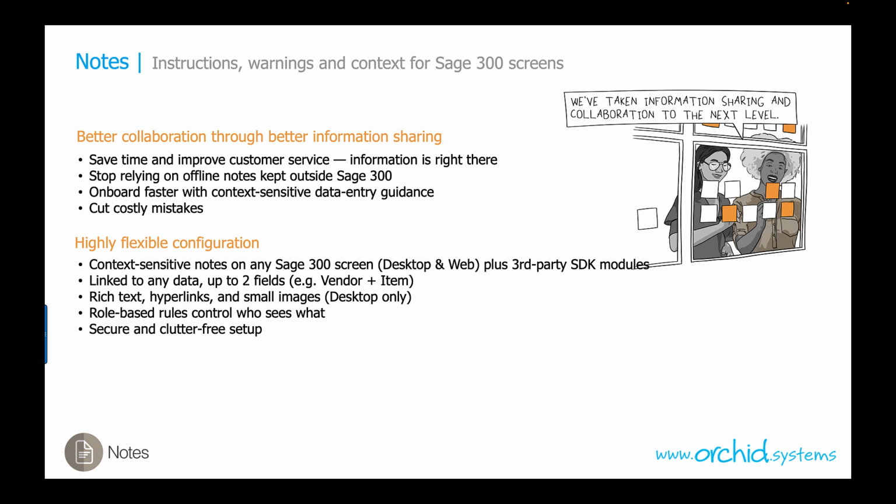It has very similar flexible configuration to Document Management Link, attached to any Sage screens and third-party SDK modules. You can link up to 2 fields and you can add rich text hyperlinks. Importantly, you have security and role-based rules to control who sees what, which helps with security of the information and also ensures a clutter-free setup. So you're not seeing an item note just because an item note has been configured.